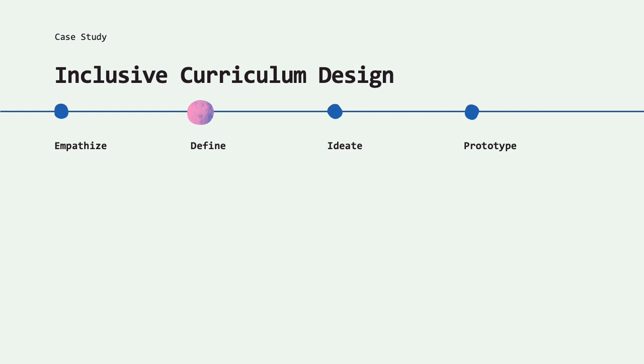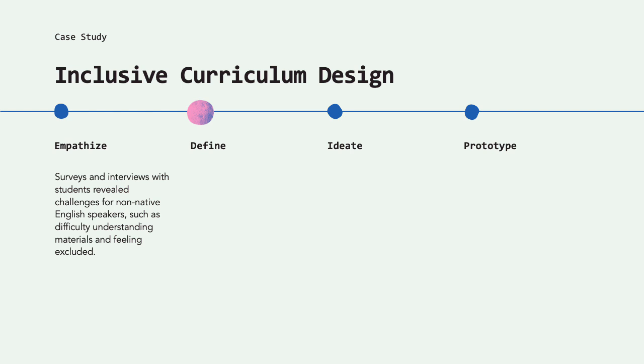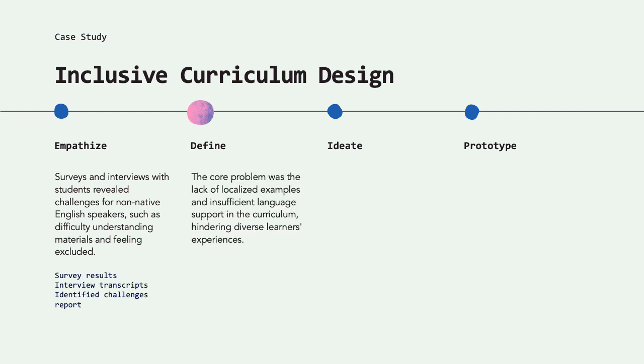Let us now discuss an inclusive curriculum design via the process of design thinking. Surveys and interviews with students revealed challenges for non-native English speakers, such as difficulty understanding materials and feeling excluded. This is at the empathize stage, where survey results came out, interview transcripts were read, and the challenges were identified, and a report was created. At the define stage, the core problem was a lack of localized examples and insufficient language support in the curriculum, hindering diverse learners' experience.